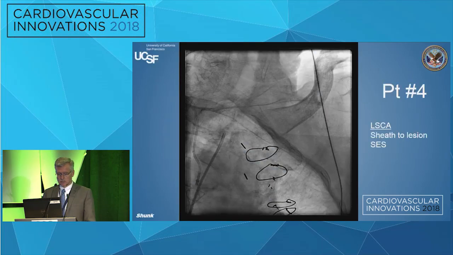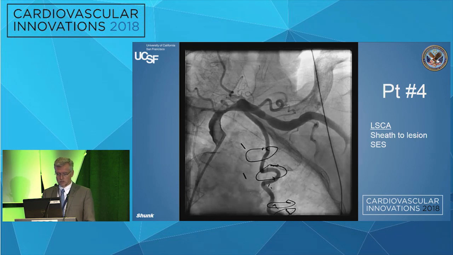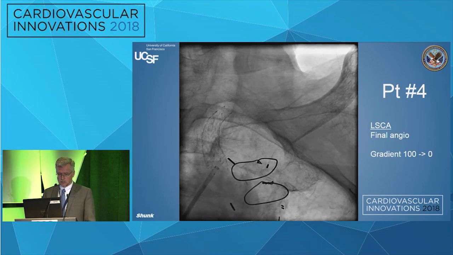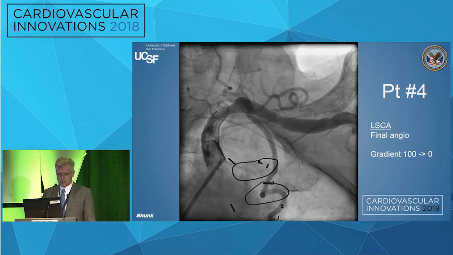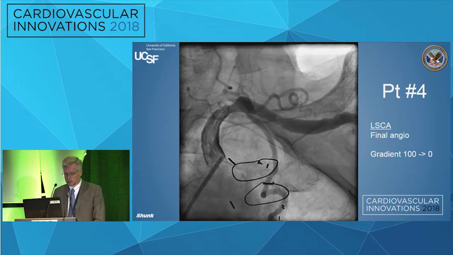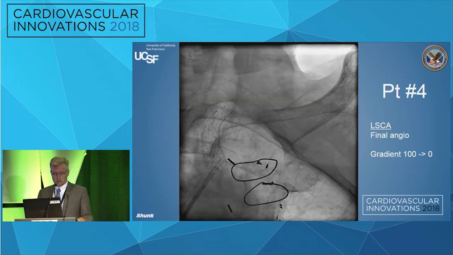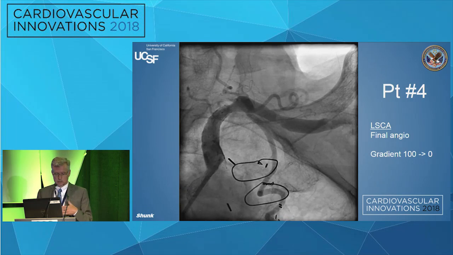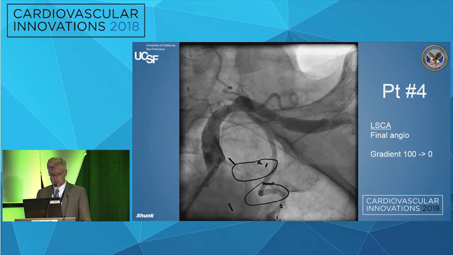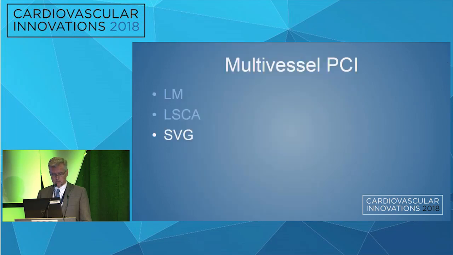Then we did the left subclavian. I like to use self-expanding when I can in this location. Put a self-expanding in there. You could argue maybe it could have been in a little further. We're, of course, trying to stay away from the LIMA. And the important thing is that the gradient went from 100 pre to 0 gradient. So you don't need angiographic perfection if you make the gradient go away on a subclavian.